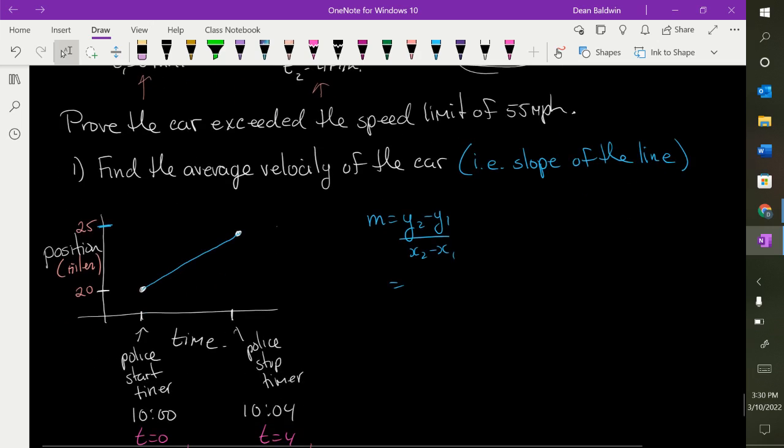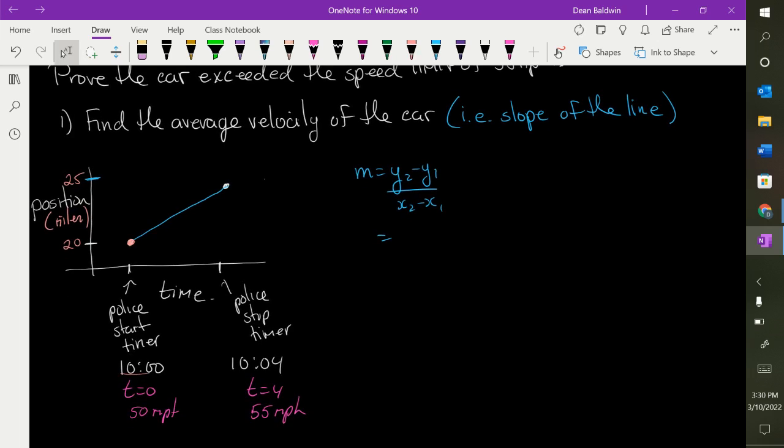On a graph, this is when the police start the timer, at 10 o'clock, T0. They give you the speeds, but you don't actually need to know those, because I think it's a red herring in this question. Then at 10:04, they stop the timer. This is a position graph. You are at the 20-mile marker, then you've gone to the 25.